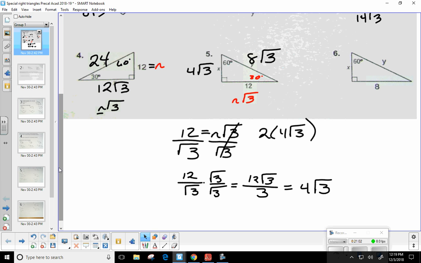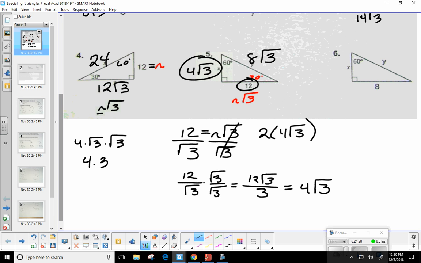And in fact, if you wanted to confirm this, in order to get the length of the longer leg, we always take the shorter leg and multiply it by the square root of 3, right? Well, on that previous problem, we found the shorter leg to be 4 square root of 3. I'm going to multiply that by the square root of 3. What's square root of 3 times square root of 3? 3. And what's 4 times 3? See, that's what we originally started with. So the relationship is still there. Okay.